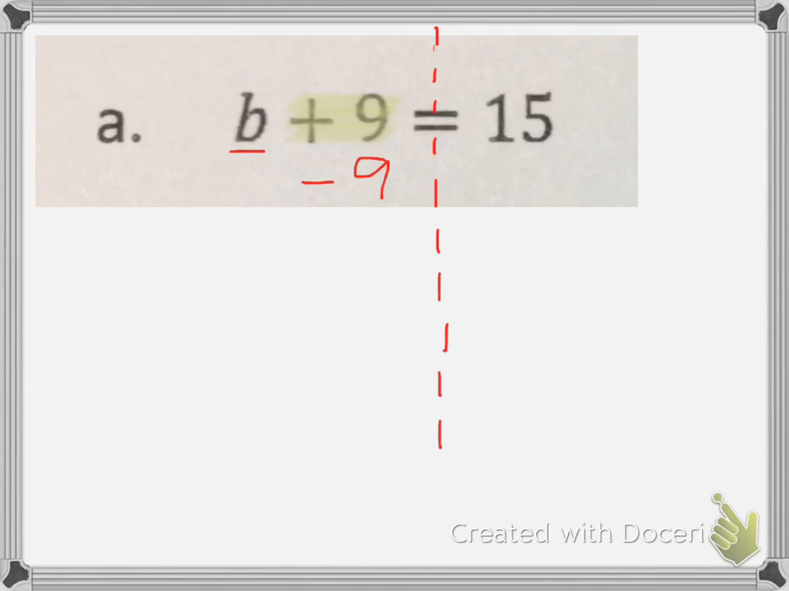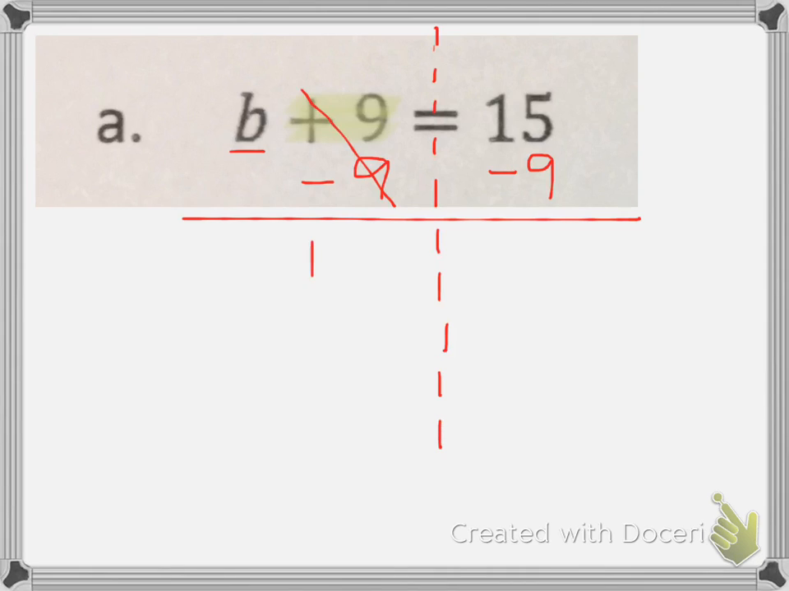Okay? Remember our one rule? Whatever we do to one side, we have to do to the other side. If I subtract 9 on the left side of this equation, I have to subtract 9 on the right side as well. And then let's do this simple math. Positive 9 minus 9. Well, isn't that 0? Or they kind of cancel out.